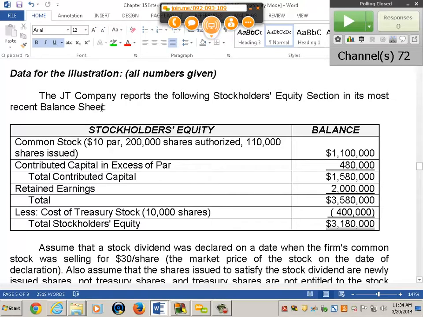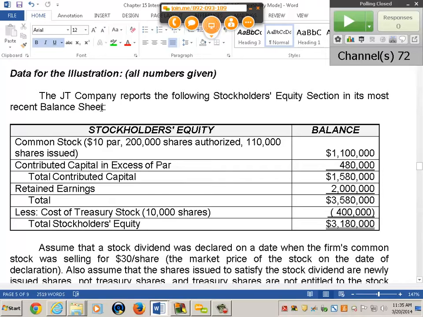Common stock, 1,000,001. Excess over par, 480. Then you got retained earnings of 2 million, and then we have treasury stock of 10,000 shares at a total cost of 400,000. We'll get back to how to account for treasury stock a little bit later today. The average cost of treasury here is about $40 a share.